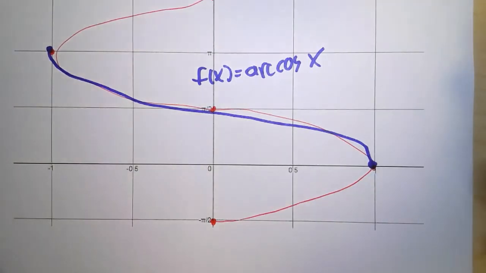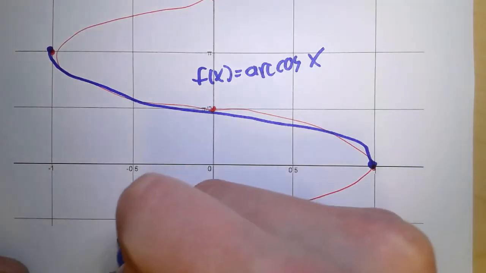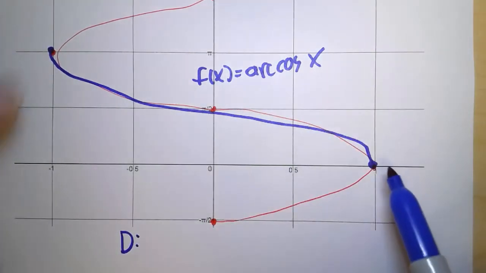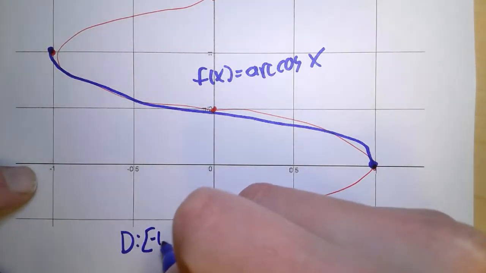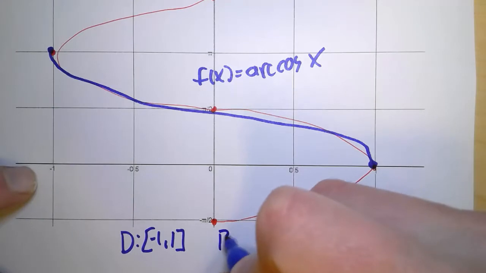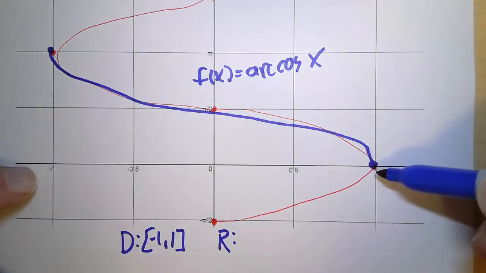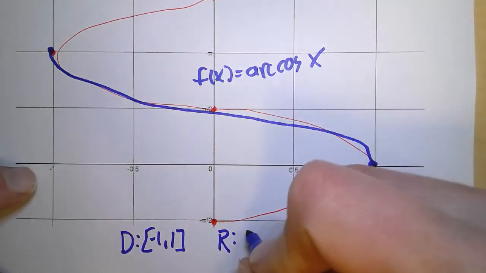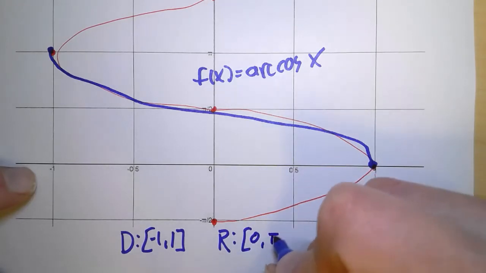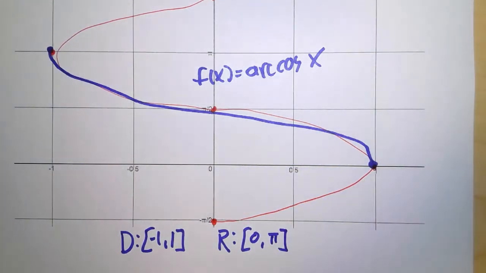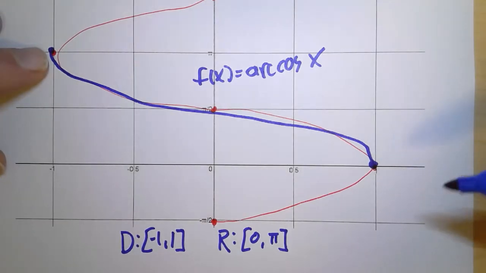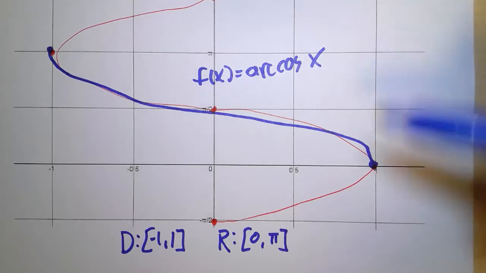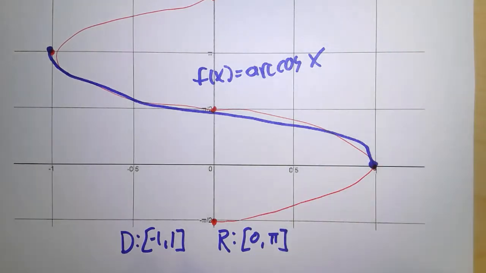Now since it's a function, let's state the domain and the range. So the domain for this function is from negative 1 to positive 1. And the range for this function, the lowest value is 0, and the highest value is pi. Now notice that this is different than the graph for arcsine, because the graphs that produced arcsine and arccosine are different. And so even though they have the same domains, they do have different ranges.